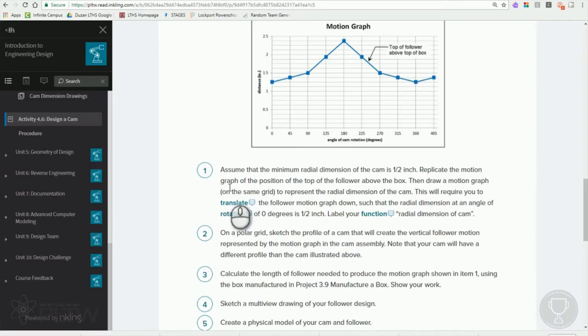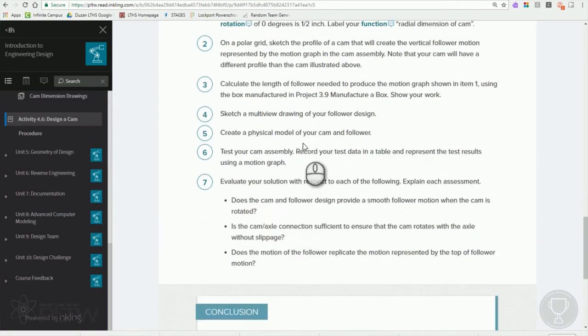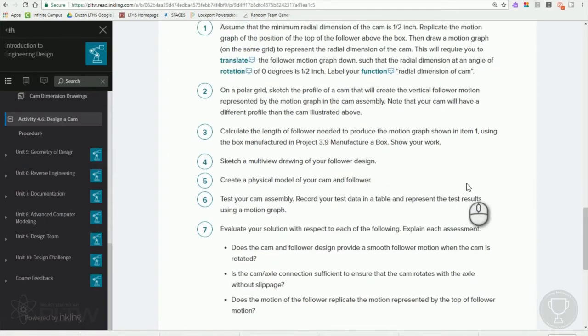Six is, once you are done with this, they'd like for you to take that actual physical model, place this into something like a cardboard box with an axle, drop a follower rod into it, and actually go out there and examine what's actually happening.